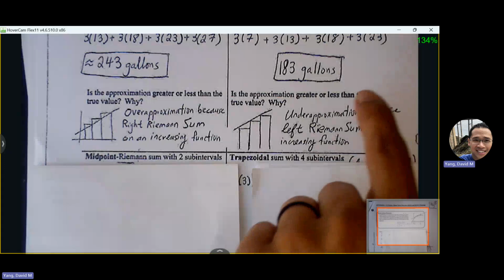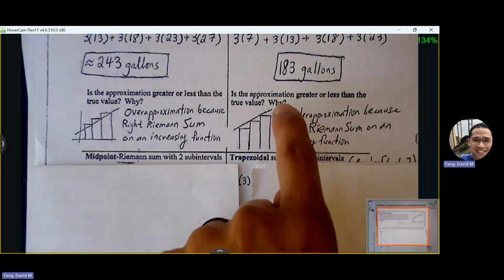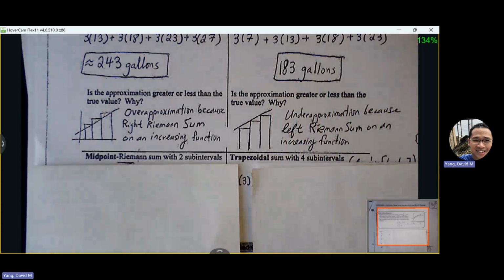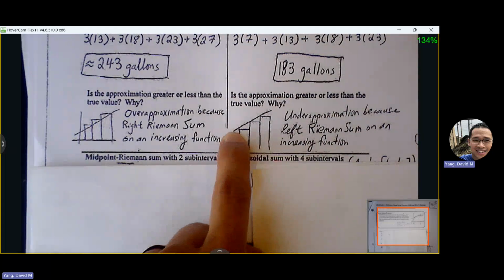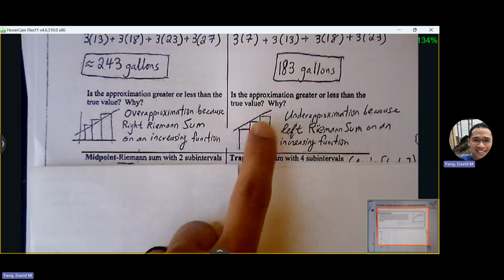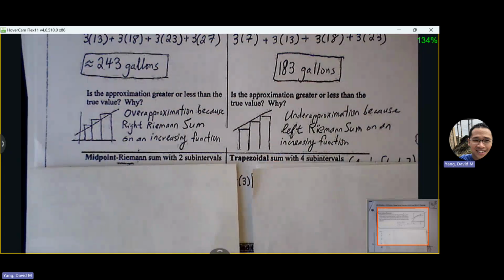Next up, is the approximation greater or less for left Riemann sums? Well, because my graph is rising and I'm letting the left endpoint represent the height of each subinterval, I can convince myself that all these rectangles are going to be inscribed. And so it's going to be less, because there are gaps above the rectangle below the curve. Okay. Any questions?